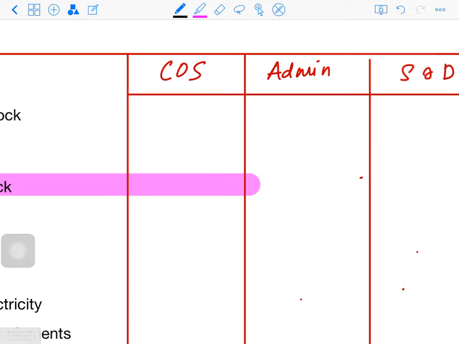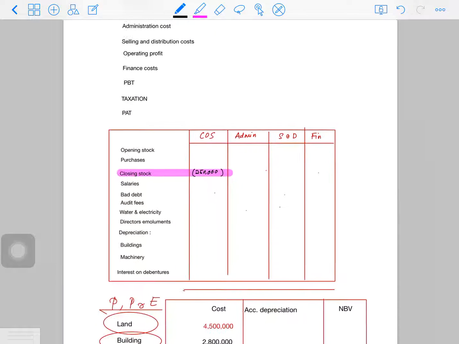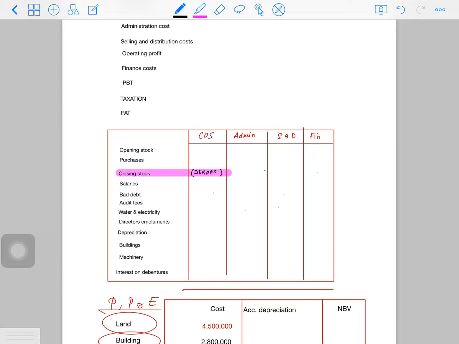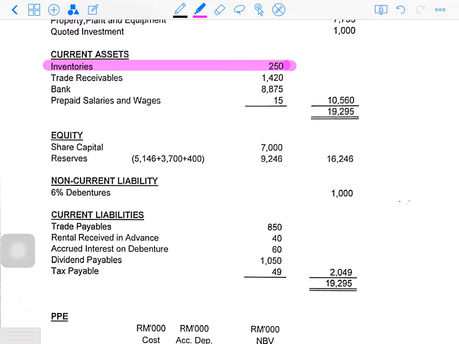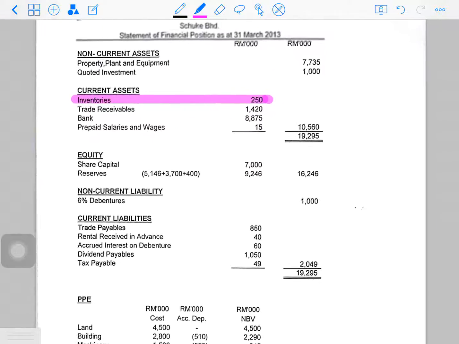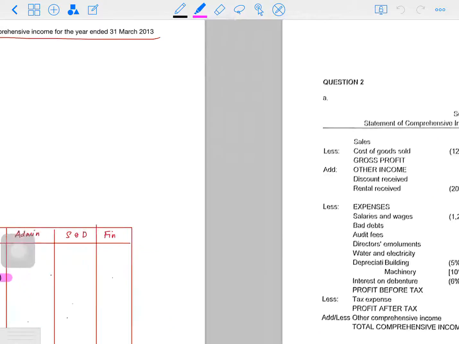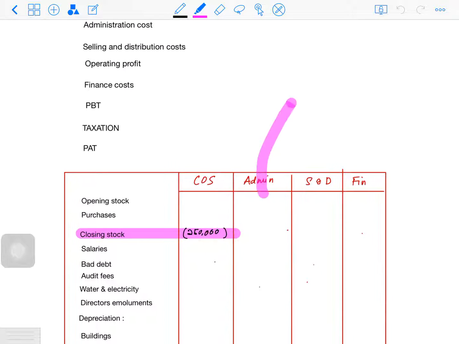Minus credit cost of sale, and debit inventories, which is in the financial position. These are in your financial position under current assets. That is your double entry: debit inventories in your financial position, and credit cost of sales.